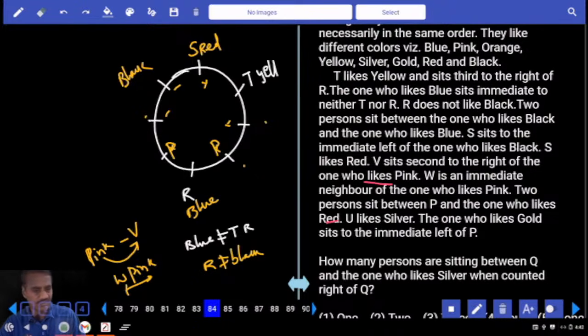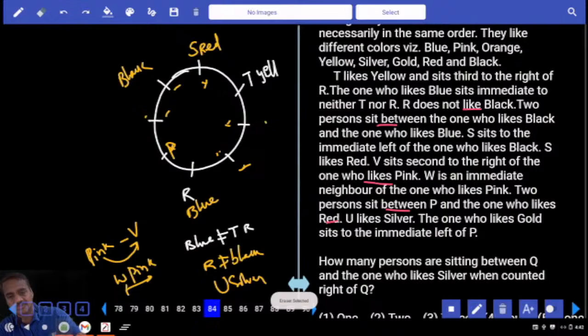And no one sits between. No, R does not. S is and 2 persons between P and the one who likes red. P and red 2. U likes silver. The one who likes gold sits to the immediate left of. If P is here, gold to the immediate left of P is not possible. Now P is to the immediate left of R. So P is here, and gold is to the immediate left.